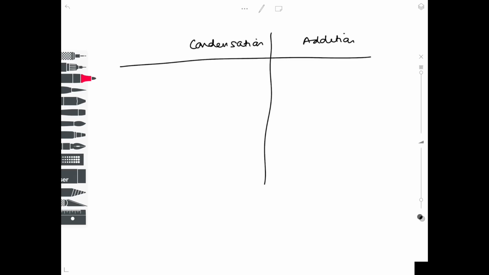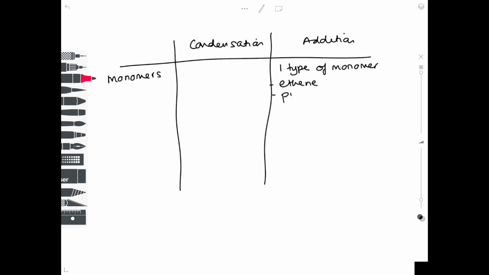Let's compare the difference between condensation and addition polymerisation, because we've learnt about both in great detail. So let's first of all compare the monomers from which they both start out from. Now with addition, you only have one type of monomer. E.g., if you're making polyethene, the only monomer you'll have coming in is ethene. If you're making polypropene, the only monomer you'll have is propene. And notice with both of these that they are unsaturated, which means they contain a C double bond C, and that unsaturation is essential when you're looking at addition polymerisation.